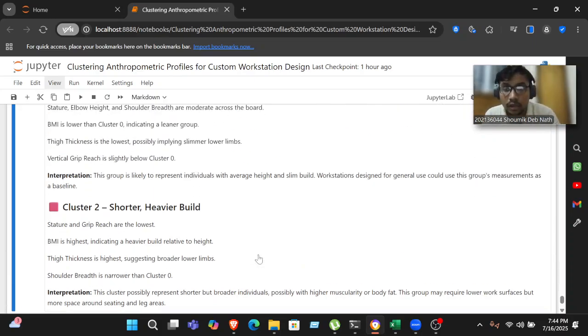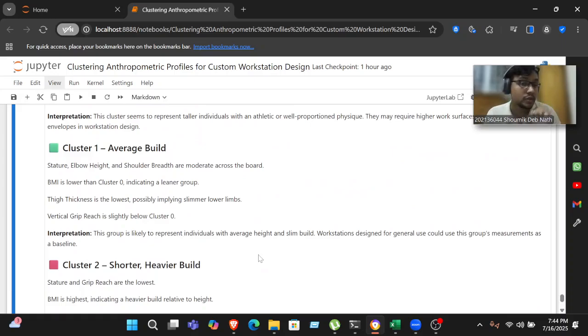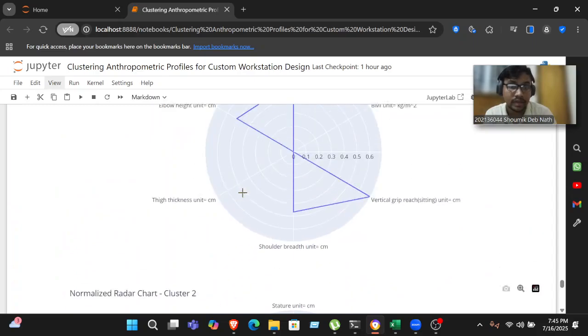And for cluster 1, as we saw, the average build, where the person is not too tall, not too short, but average height and has a slim figure. It indicates that stature, elbow height and shoulder breadth are moderate across the board, and the BMI is lower than cluster 0, indicating a leaner group. The thigh thickness is the lowest, possibly implying slimmer lower limbs, as I talked about.